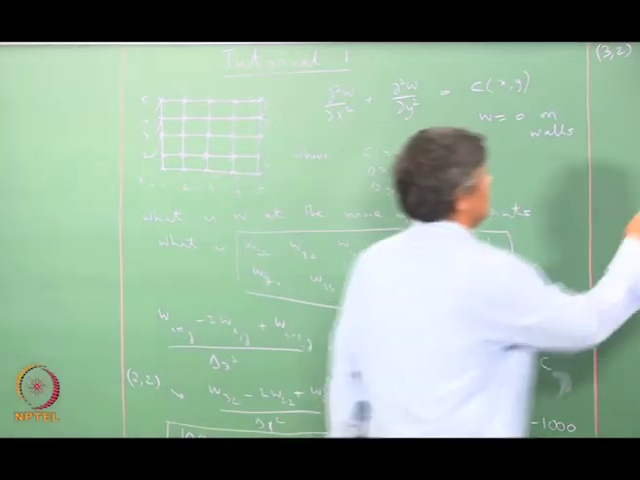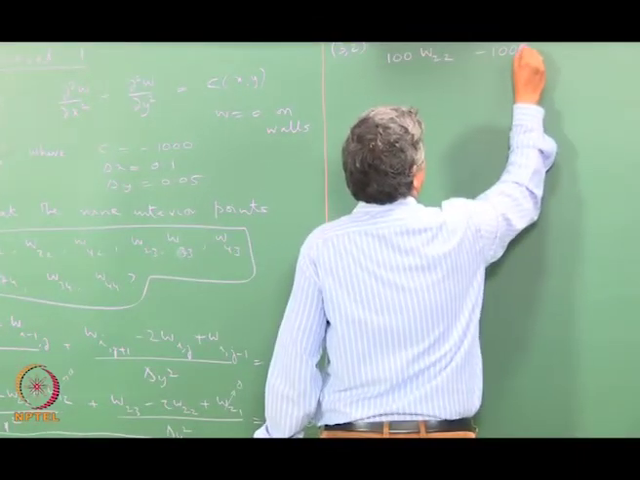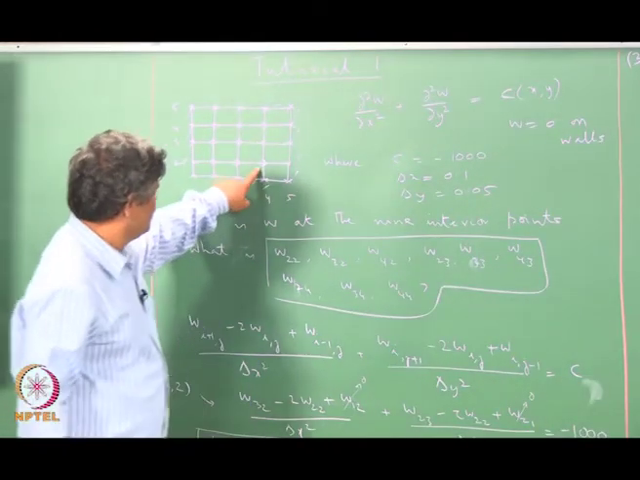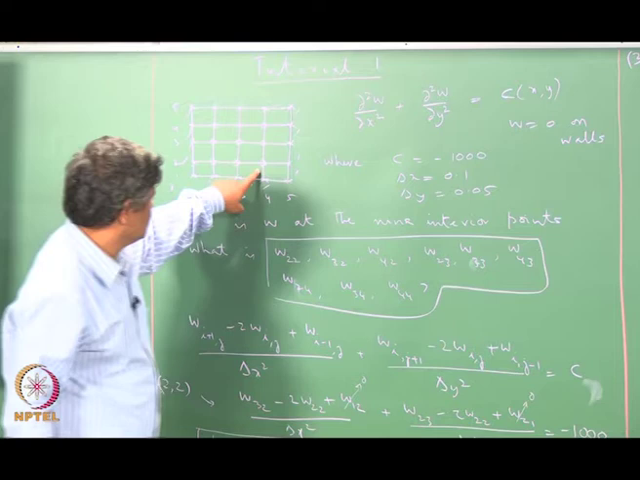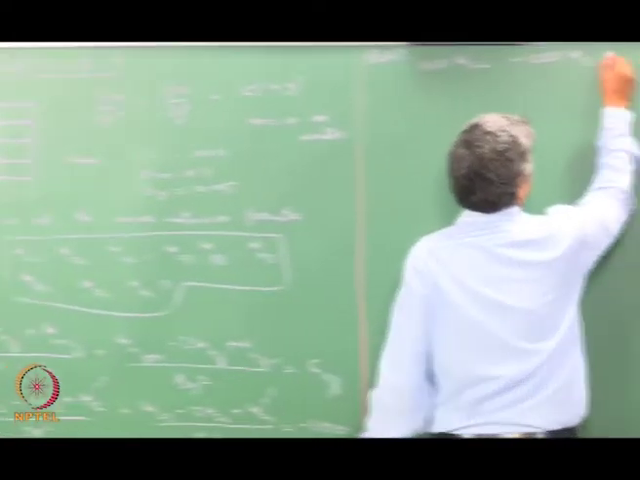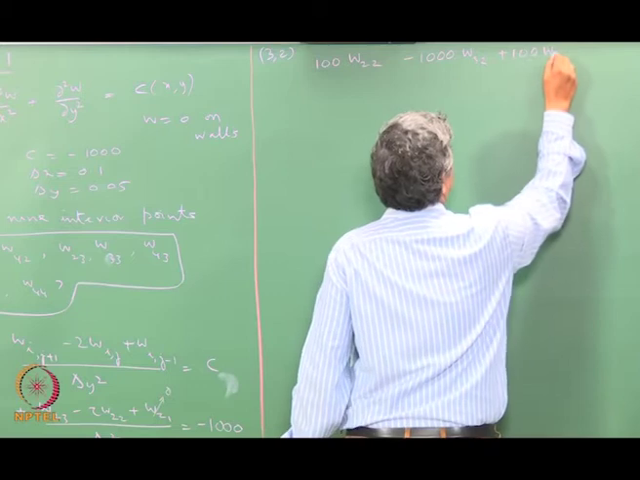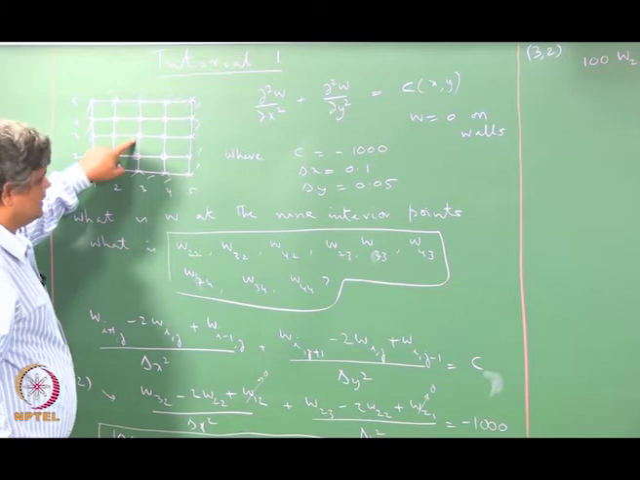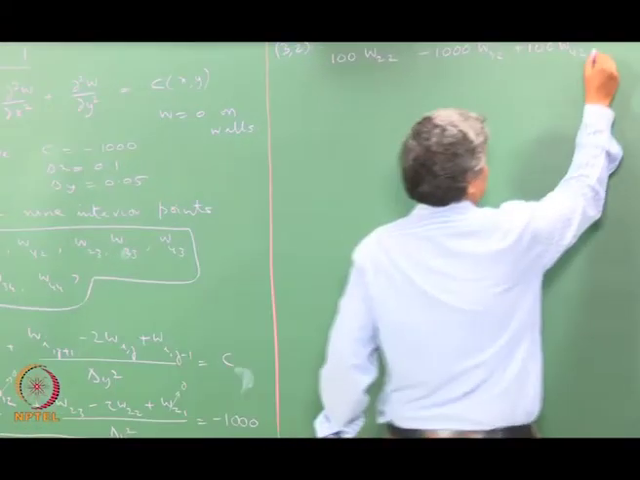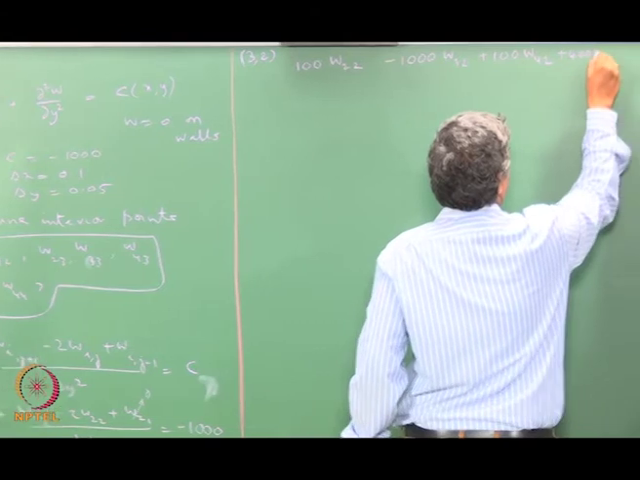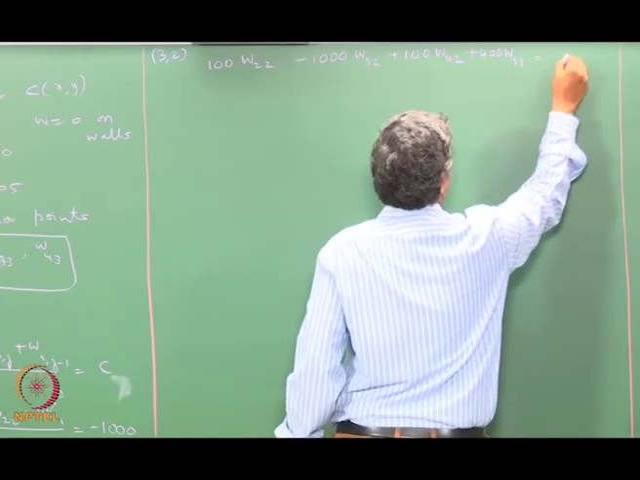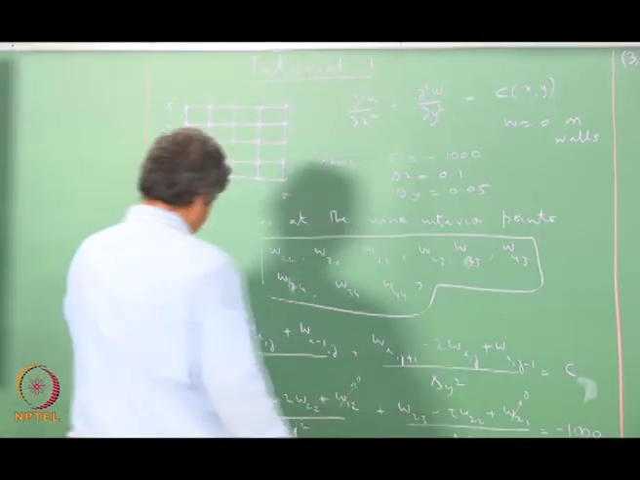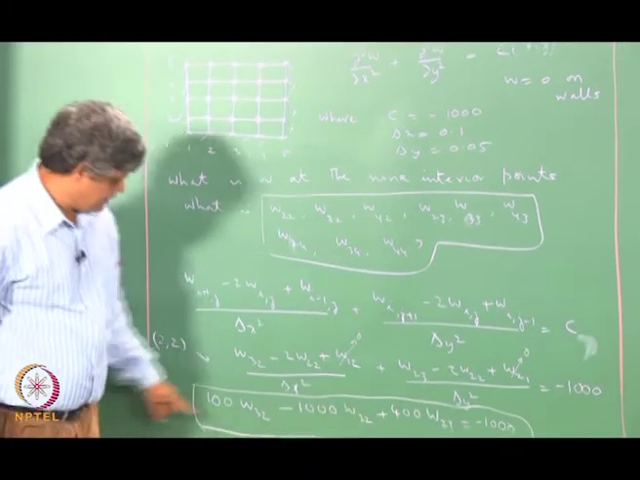Then we will have this point here, that is W42, and that comes with 100. And then we have this point which is 33, and that comes with a coefficient of 400. Okay, so we are essentially following this lead here.